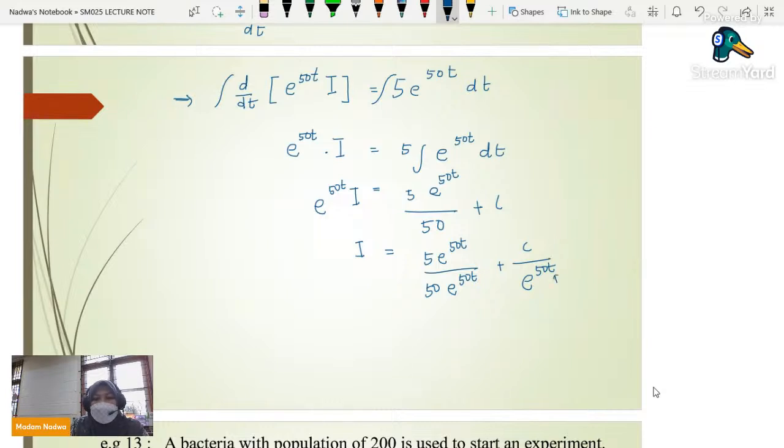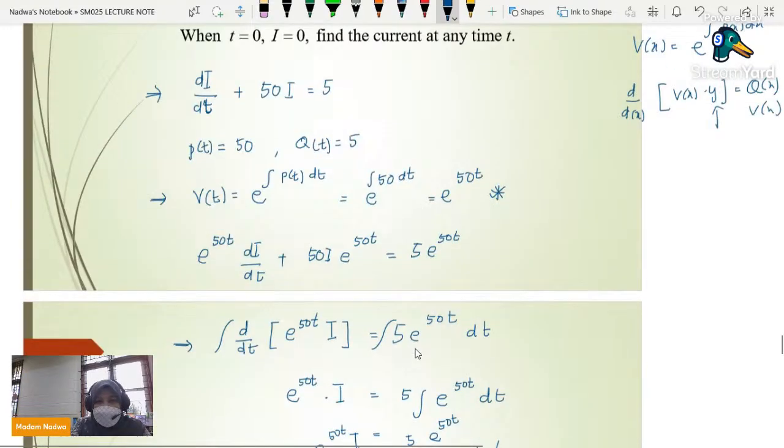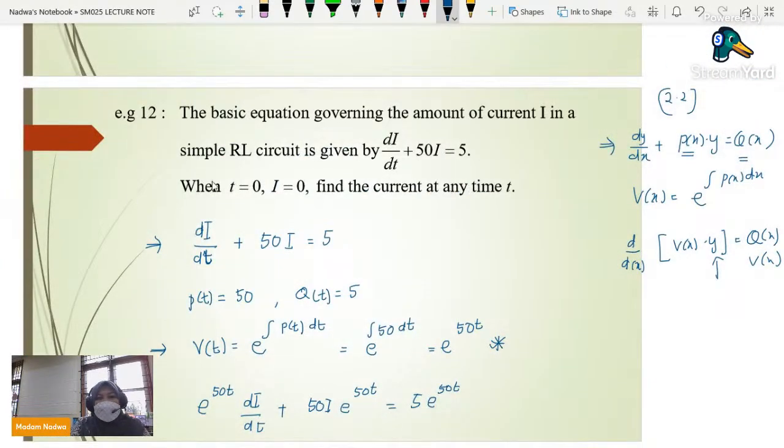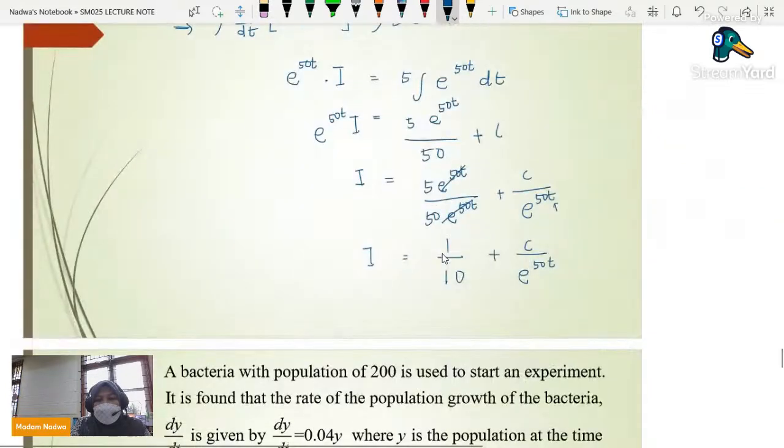Okay. So now we can simplify this further. So we can cancel off this one. 5 with 50 will become 1/10. So we actually have 1/10 plus C over e to the power of 50t like that. Okay. So this is your solution for I. This is the general solution. But then the question gives you the value of t and the value of I. So we can find our C here.